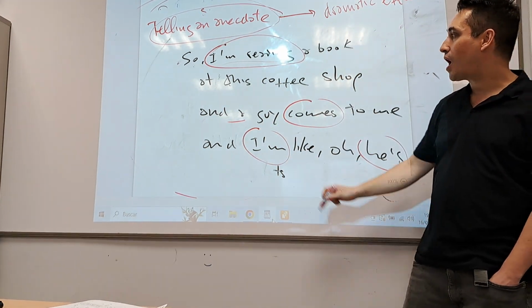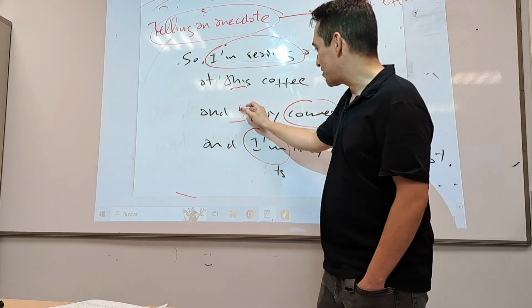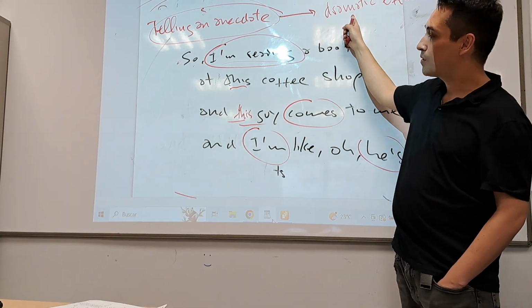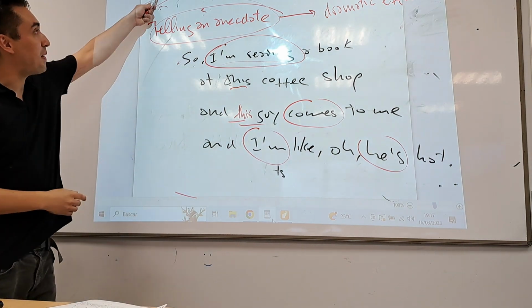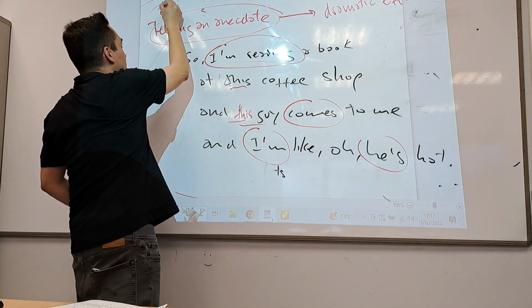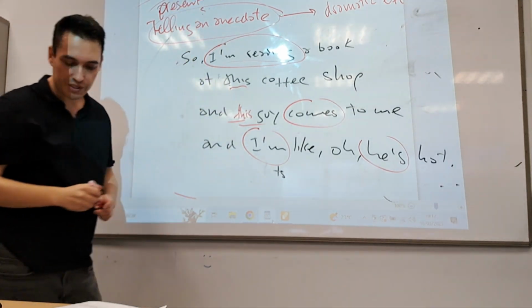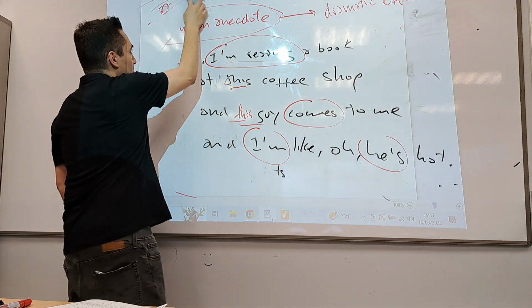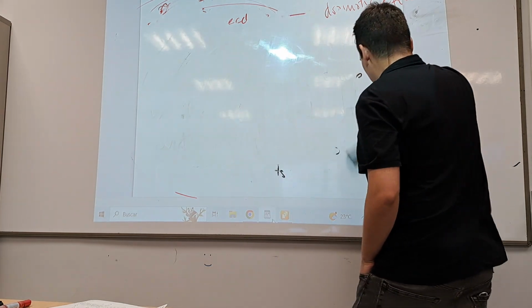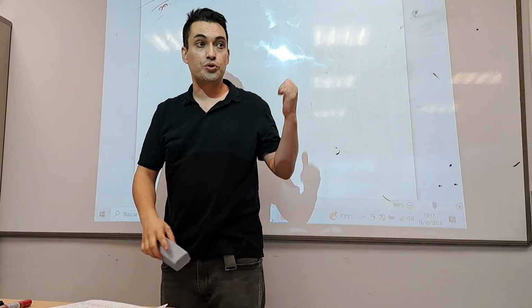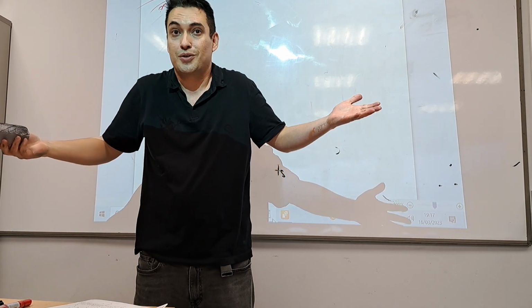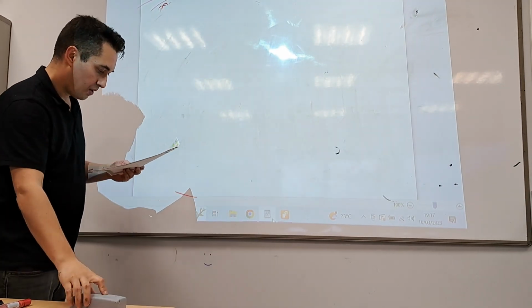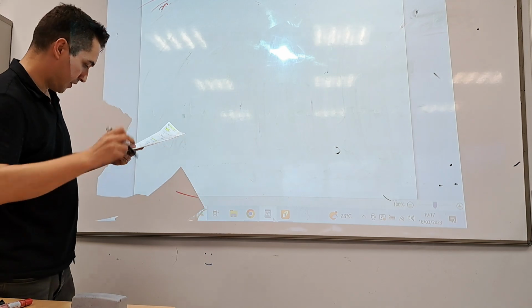I'm reading a book at this coffee shop, yeah, and a guy comes to me. You can also say this guy. And this guy comes to me, and I'm like, oh my god. So, telling an anecdote, dramatic effect, present tenses. Again, special use of the present for dramatic effect. So far, so good? Alright. Again, could you tell the anecdote using the past? Yes, you could, but you wouldn't have the dramatic effect. Alright, more. Have a look at this.